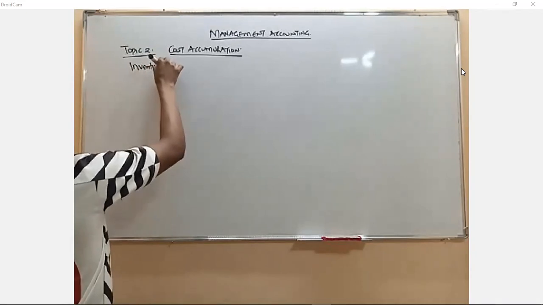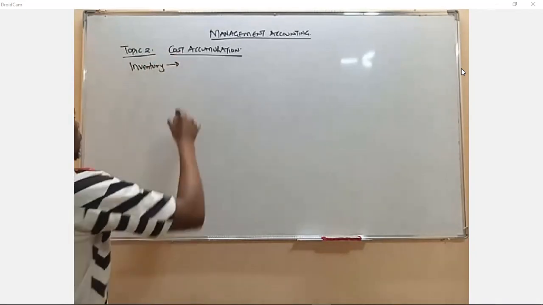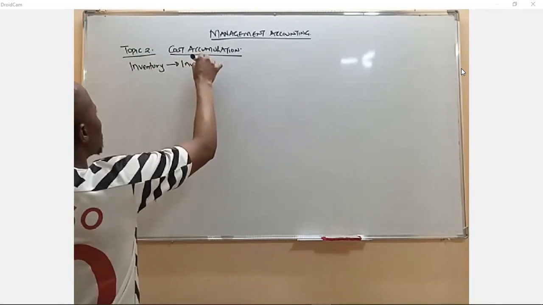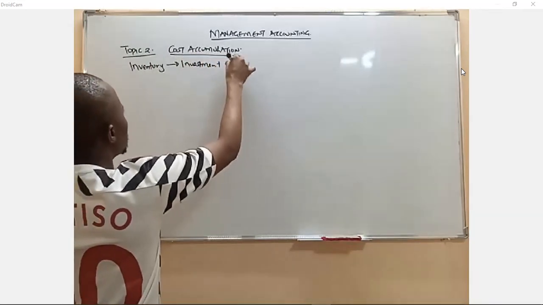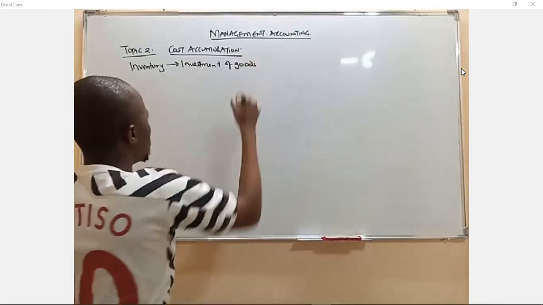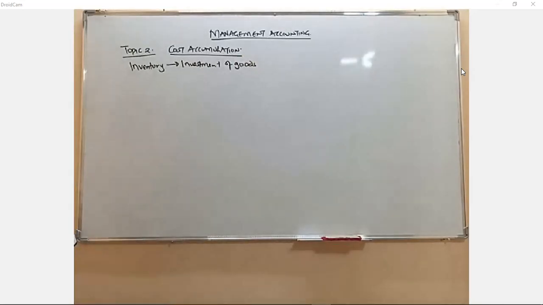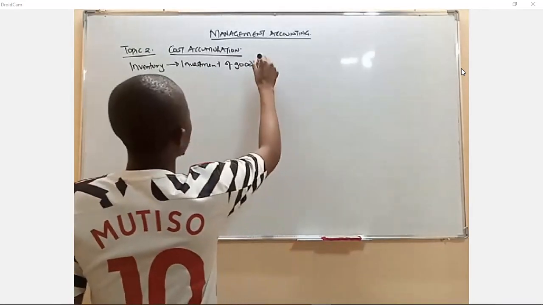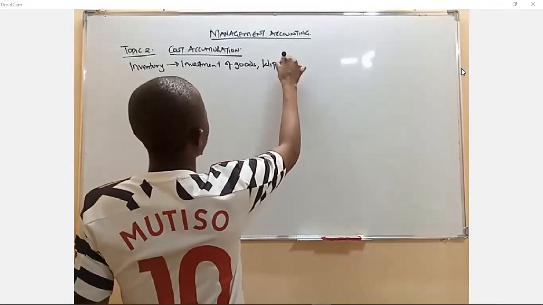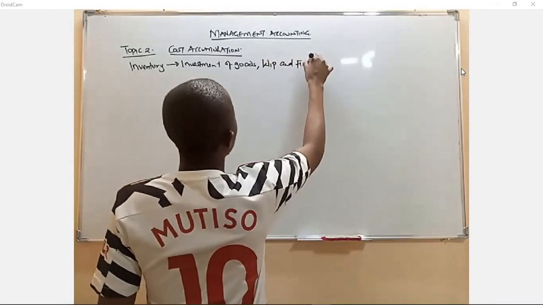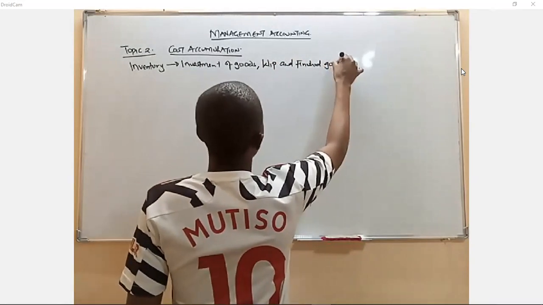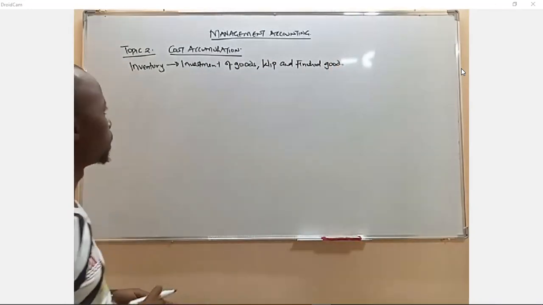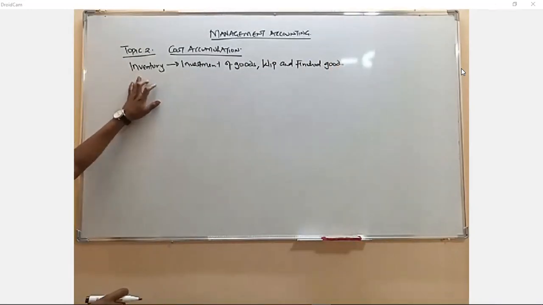What is an inventory? When you talk about inventory, we are looking at the investment of goods. We can talk about work in progress and finished goods, and unfinished goods. So we have to understand why we talk about inventory and why we keep it within the organization premises.